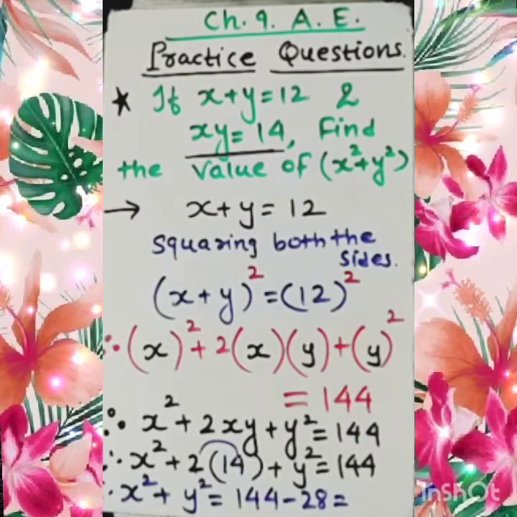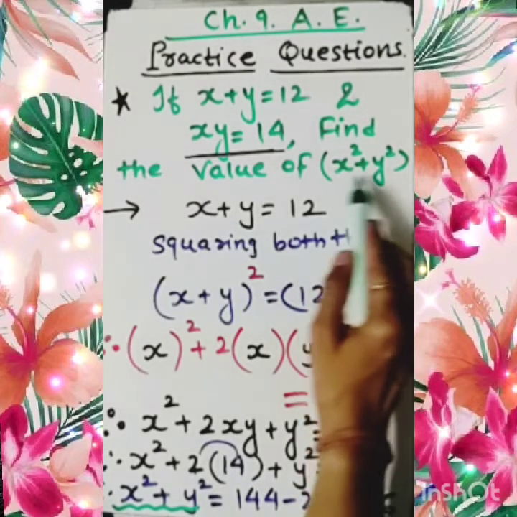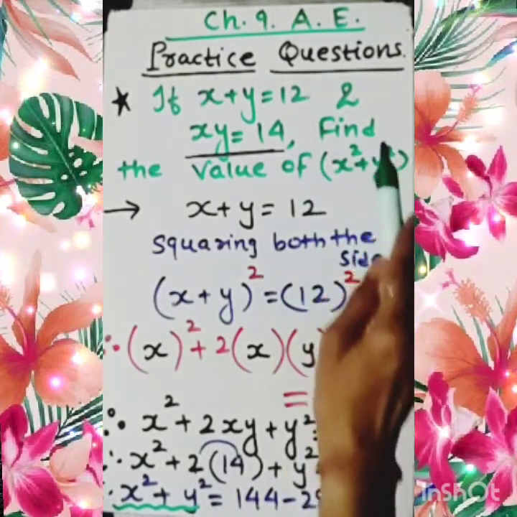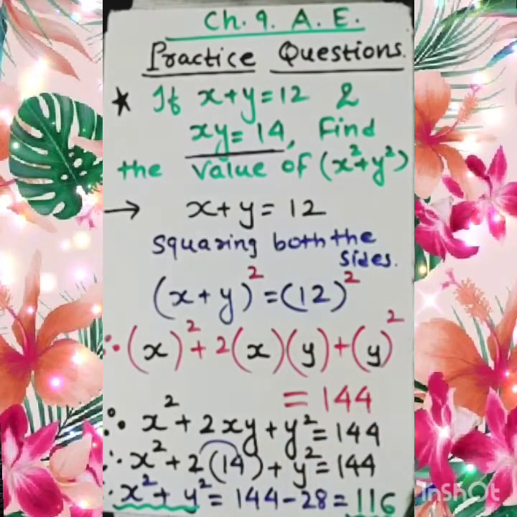If I subtract 28 from 144, 14 minus 8 is 6, 3 minus 2 is 1, and of course here 1. So the answer is coming x square plus y square equal to 116, which is the required result. So the solution of this is x square plus y square is 116.